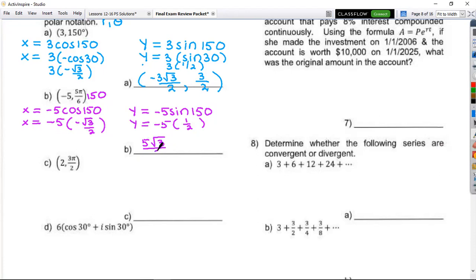So your answer is 5 radical 3 over 2 and minus, oops, sorry, negative 5 over 2. All right, so no different than that right there.